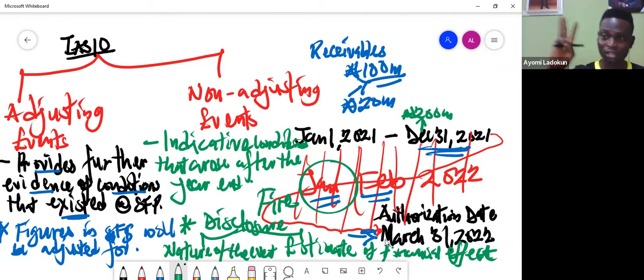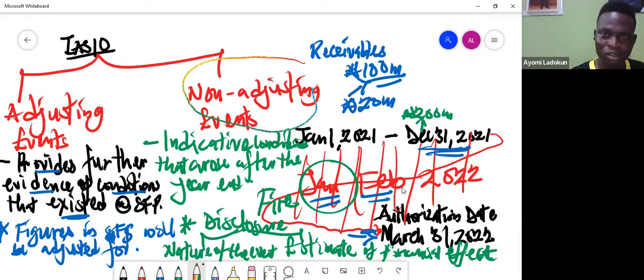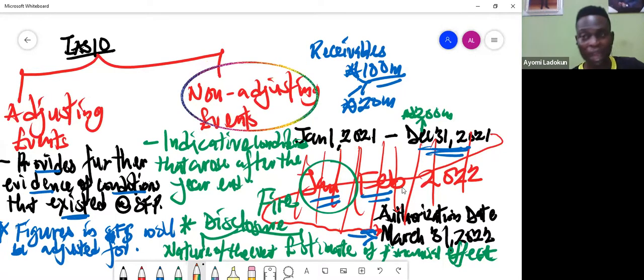Now, three more things to learn. Now, listen: if it is a non-adjusting event, but it will impact on the going concern of an entity, all right?